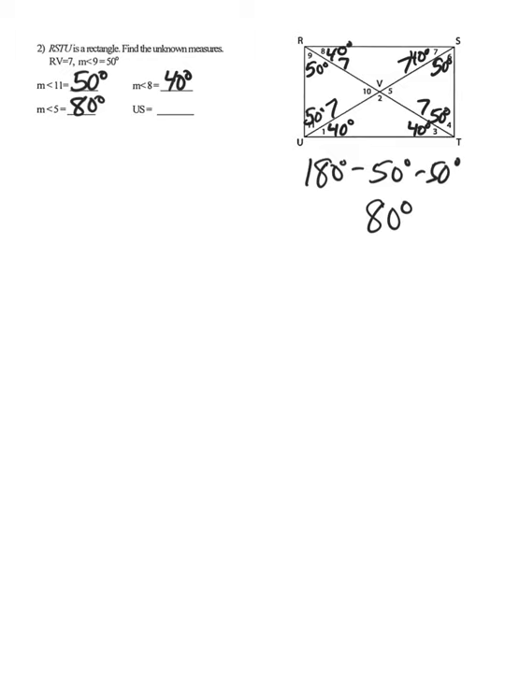And the other thing I'm looking for is US. US is the length of this diagonal all the way across. If this half is 7 and that half is 7, then the whole thing is 14.